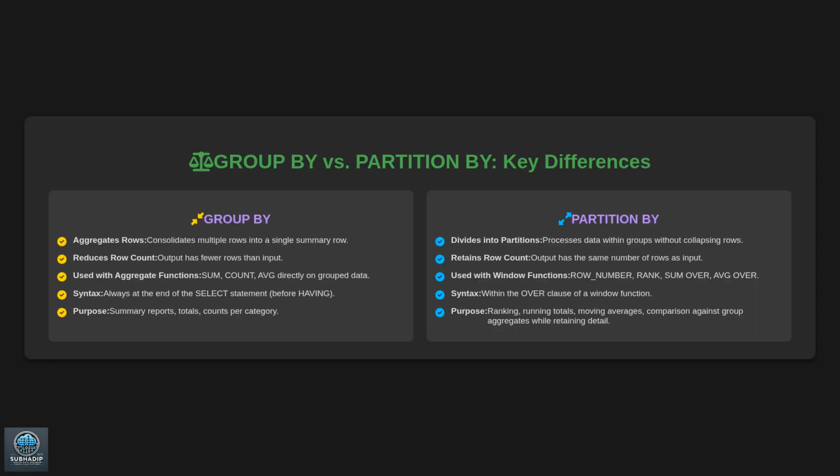To summarize the core differences, group by aggregates rows, reducing the row count, and is used for summary reports. Partition by divides data into partitions but keeps all original rows, adding contextual information. It is used with window functions for tasks like ranking or running totals, without collapsing the dataset.